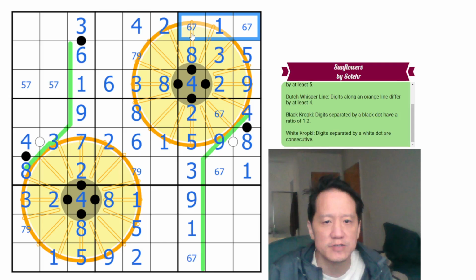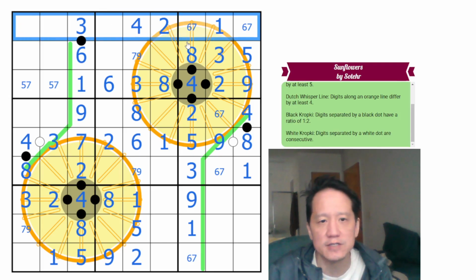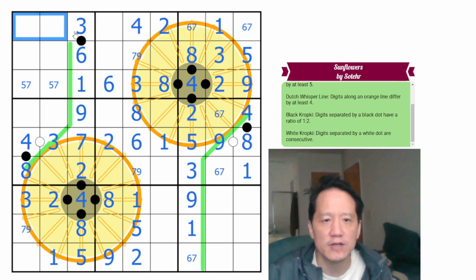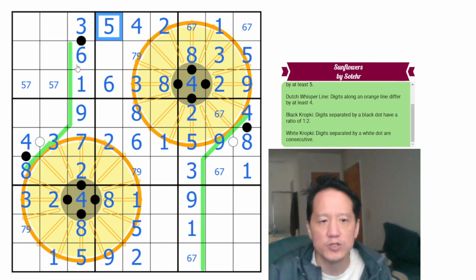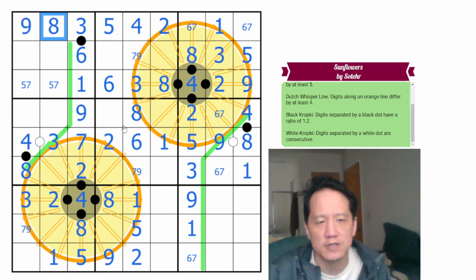We now have a 6, 7, 6, 7 pair in row 1, which eliminates 6 and 7 from the rest of the row. So these have to be 5, 8, and 9. Well, these can't be 5 because of the 5, 7 pair in the box, so therefore this must be 5. Which makes this 8 or 9. This can't be 8 because of that 8, so this is 9, this is 8.